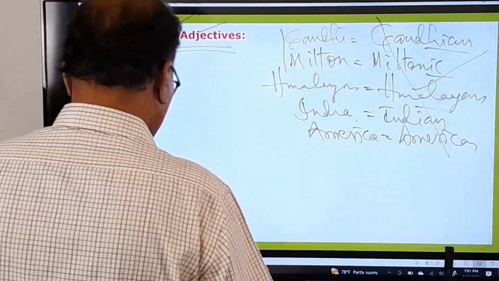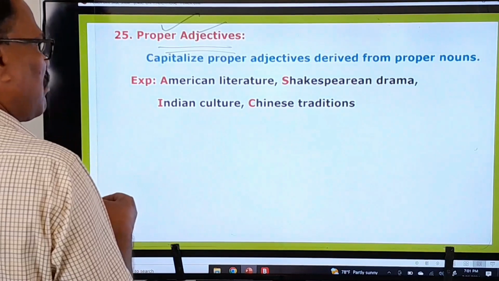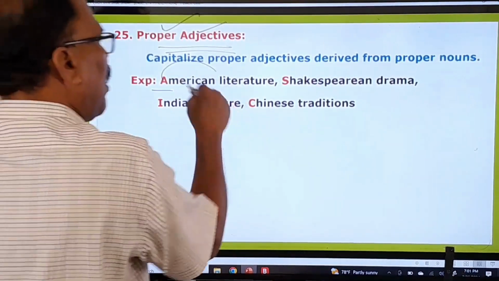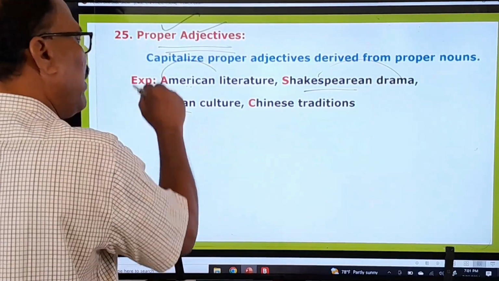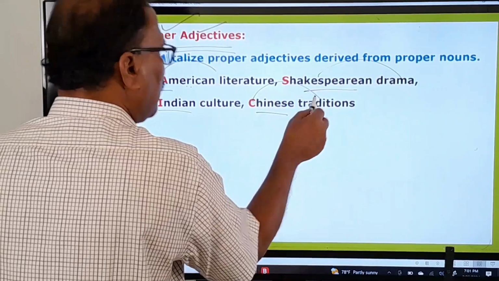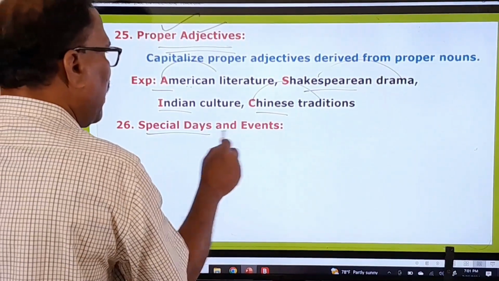Here you pay attention. Capitalize proper adjectives derived from proper nouns. American literature: from America, American. From Shakespeare, Shakespearean drama. From India, Indian culture. From China, Chinese traditions. So these are all proper adjectives. And you go to the next rule, special days and events.